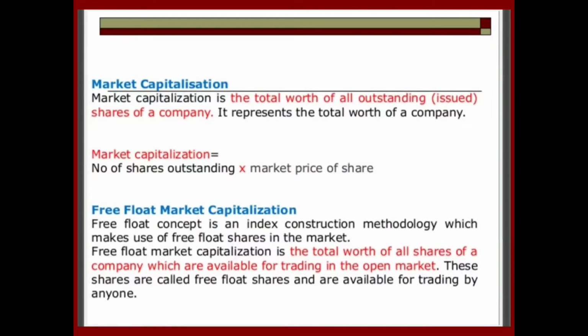Methods: market capitalization method. Market capitalization is the total worth of all outstanding shares of a company. Outstanding means how many issued shares of the company. It represents the total worth of the company. So by this method we can calculate stock indices. The formula for market capitalization is number of shares outstanding times market price of shares.